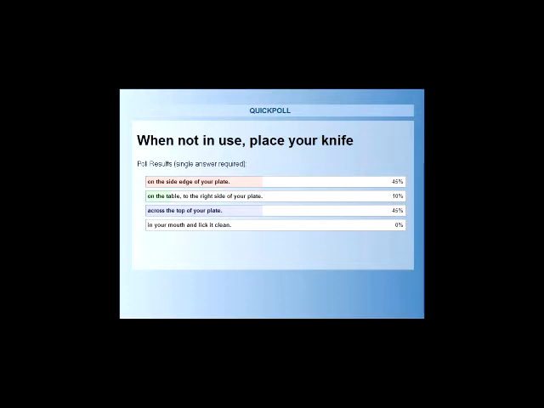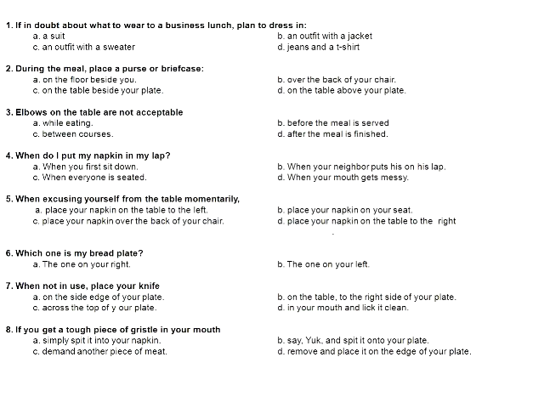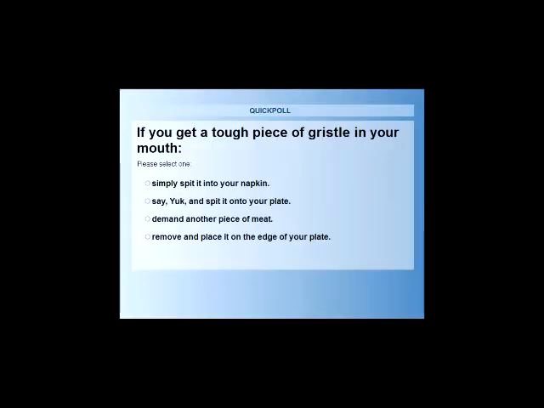Okay. And for our last question, if you get a tough piece of gristle in your mouth, A, simply spit it into your napkin. B, say yuck and spit it onto your plate. C, demand another piece of meat that hopefully has no gristle. Or D, remove and place it on the edge of your plate. So voting again.